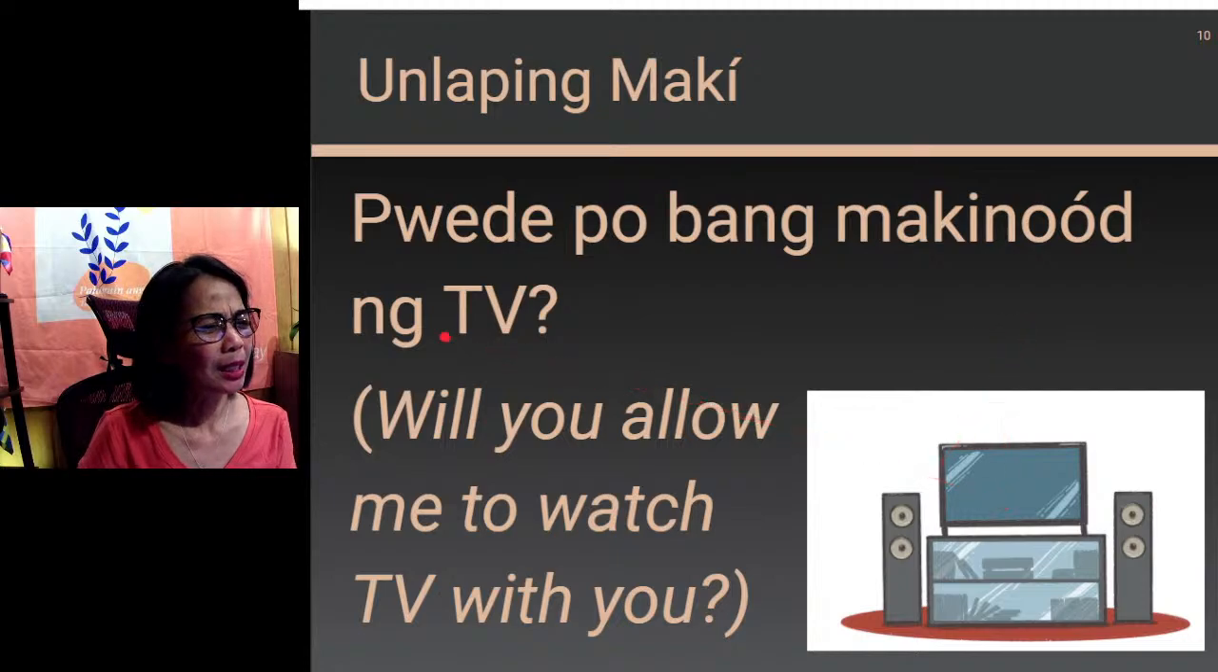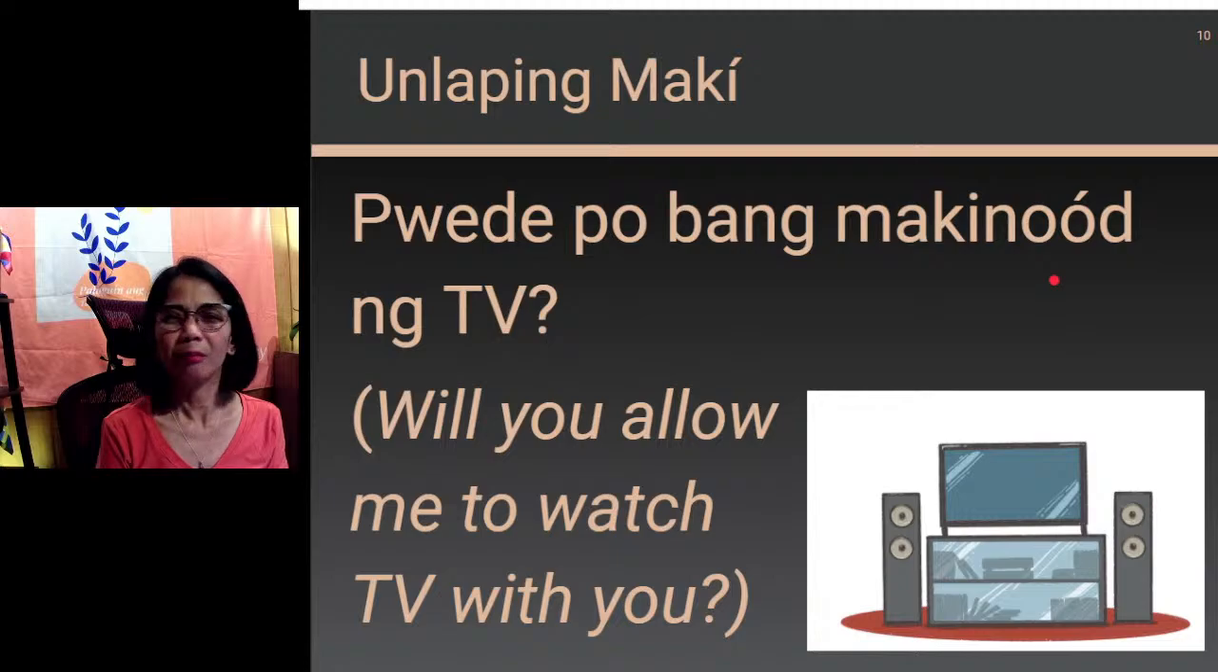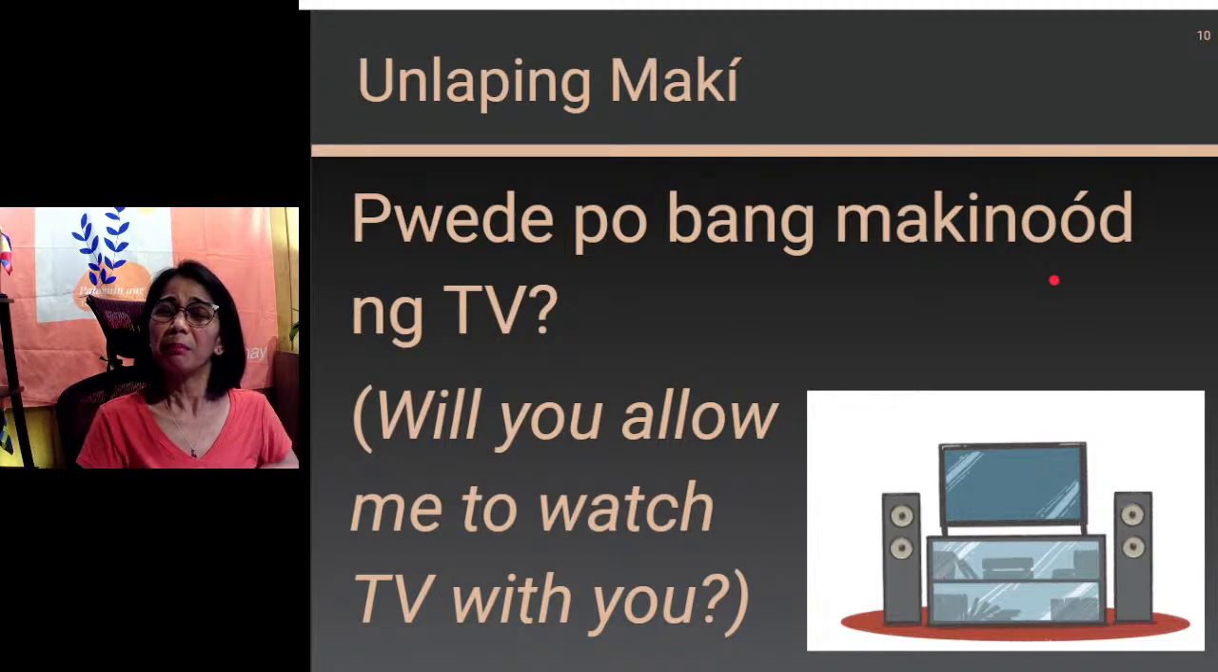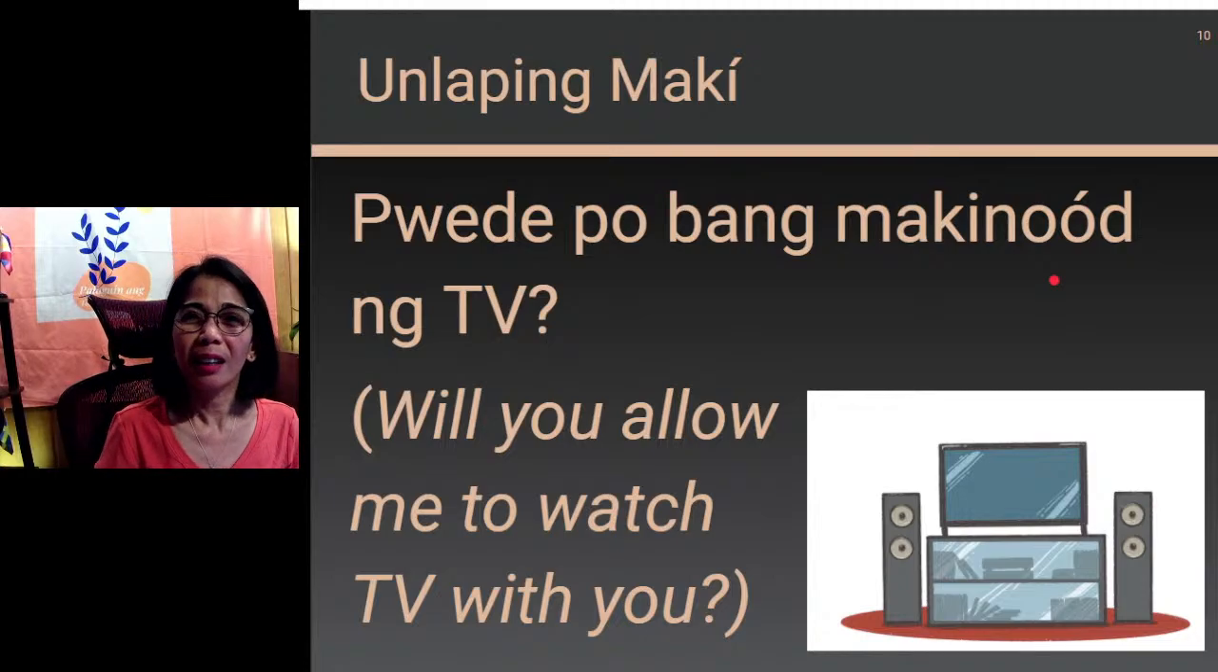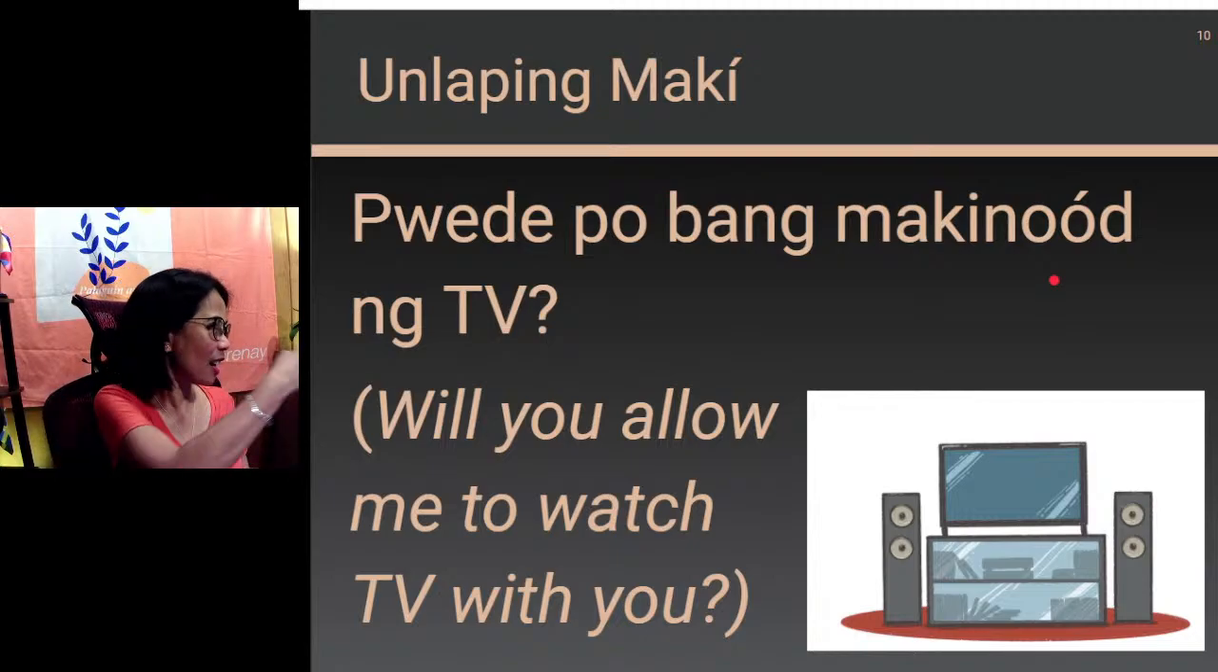But if it is not about TV, for example, let's see, gamit is a good word here. Pwede po bang makigamit ng... what is a good term for gamit? Gamit means use. Pwede po bang makigamit ng lagari? Okay, lagari is a good example. Lagari is a noun. Bruce saw lagari, right?